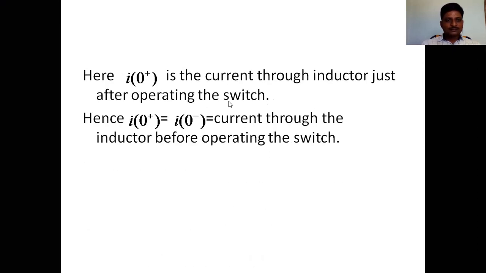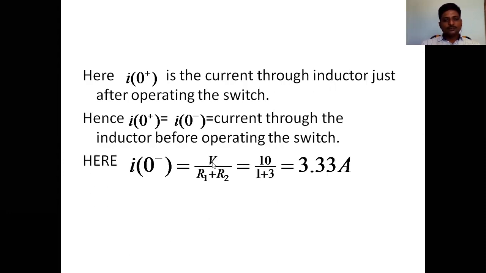See here, I of 0 plus is the current through the inductor just after closing the switch or just operating the switch. Hence I of 0 plus will be equal to I of 0 minus, because an inductor will not allow sudden change in current. So now we have to find what is I of 0 minus. First let me go to the diagram, the initial diagram.